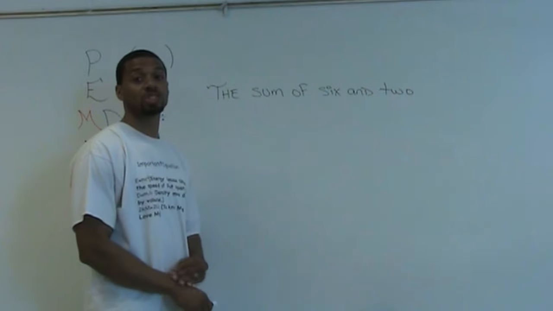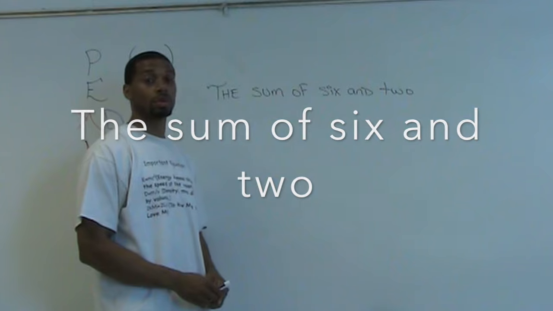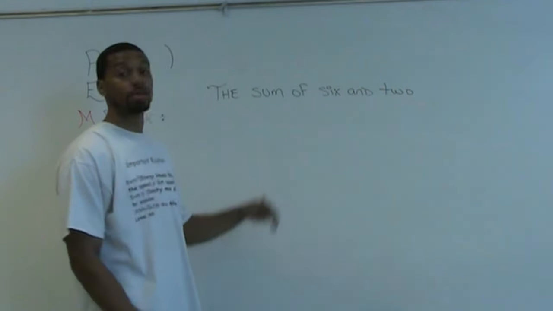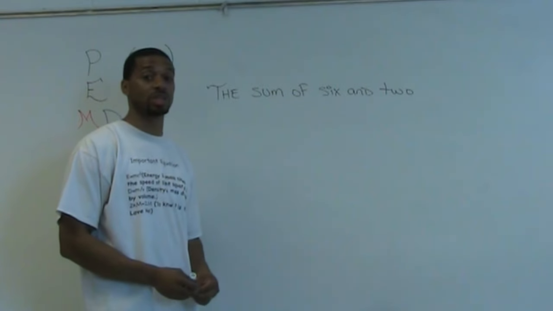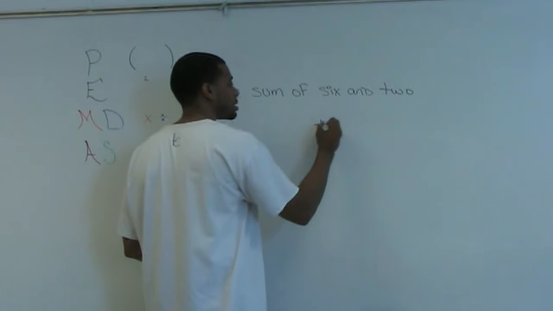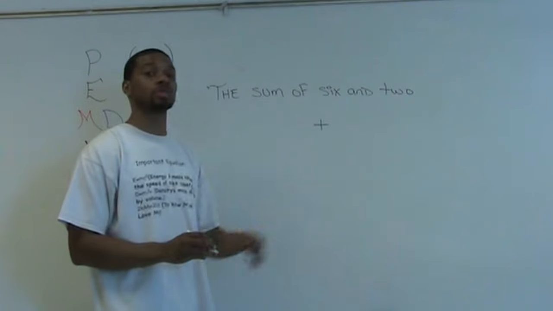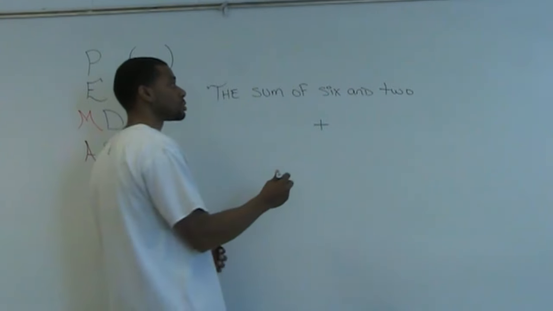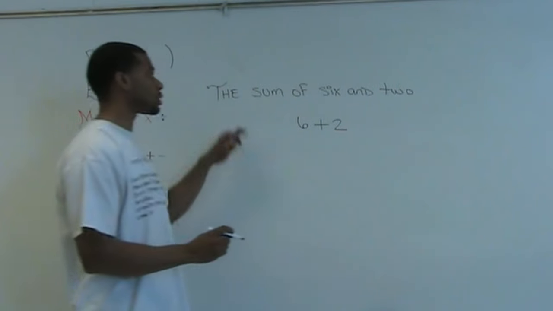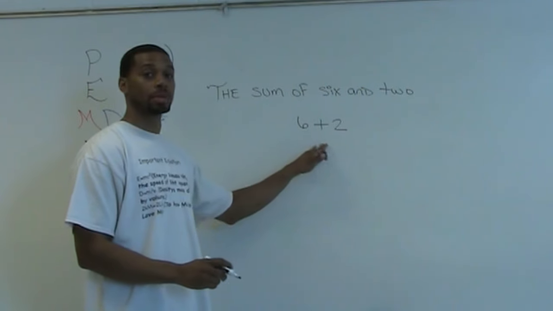Okay, let's start with this expression. It says the sum of 6 and 2. What we just discovered was sum means it's the answer to an addition problem. So we know that we're adding. So let's start by placing in our addition symbol. It says the sum of 6 and 2, so we know our two numbers will be 6 and 2. So the sum of 6 and 2 would be 6 plus 2.